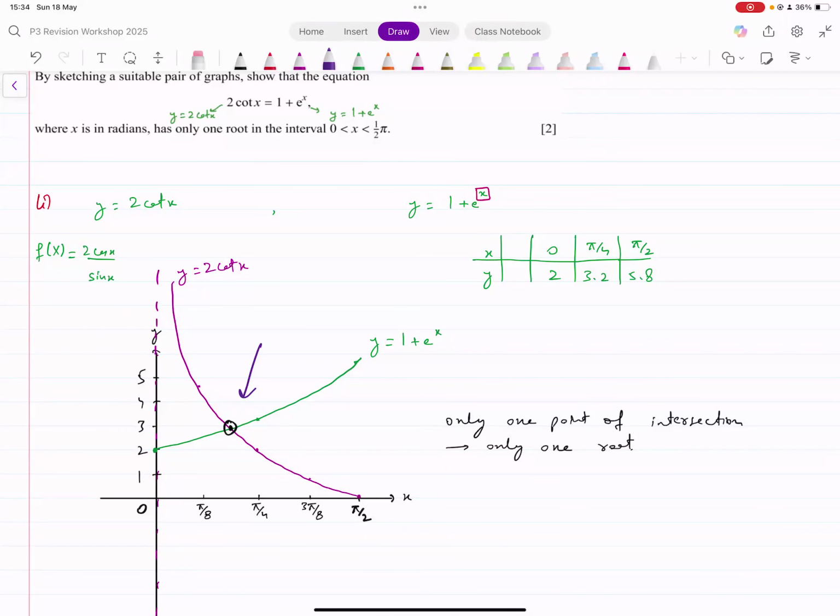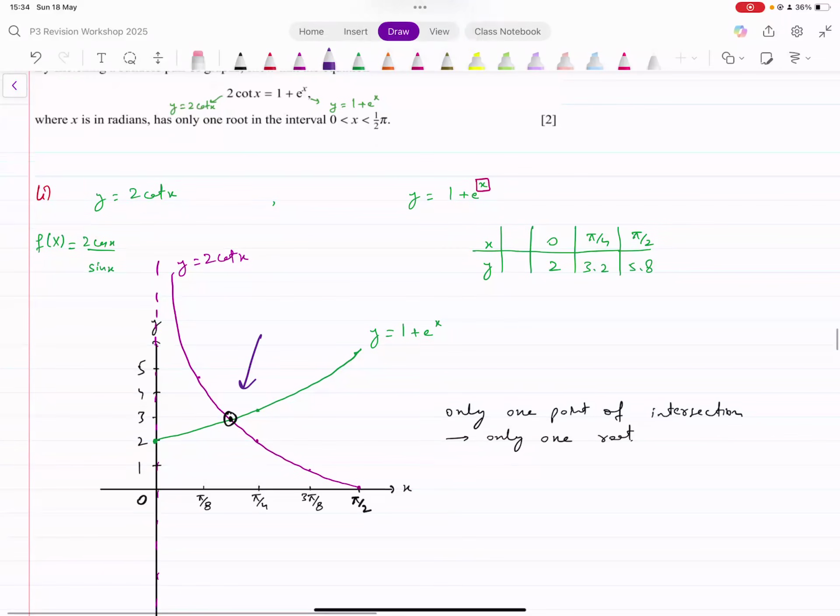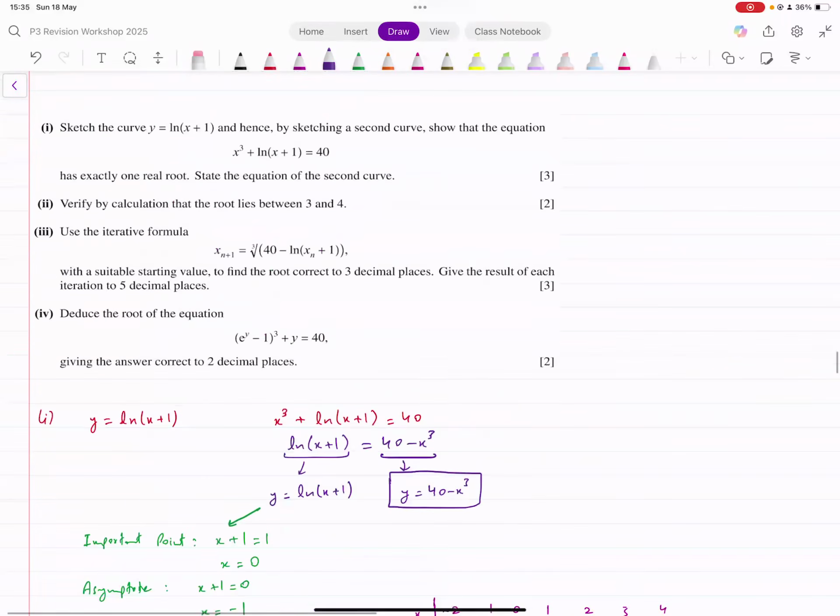Okay. For trigonometric functions, they will give you the interval. For exponential and log functions, sometimes they don't give you that. So you'll have to figure that out yourself.